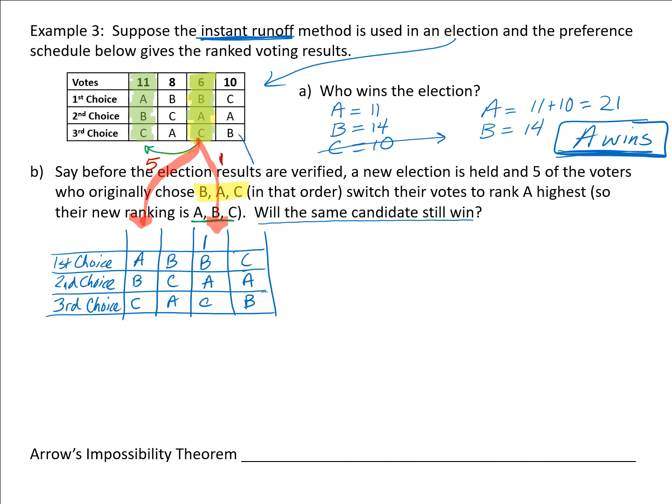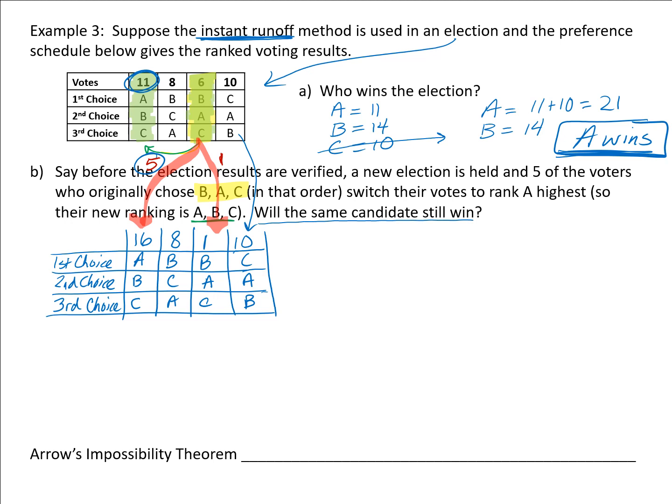Now, the 10 people in the third column didn't change. The 8 people in the second column, they didn't change their votes. But again, those 11 people are now joined by 5, so we have 16 in the first column voting for A, B, and C.